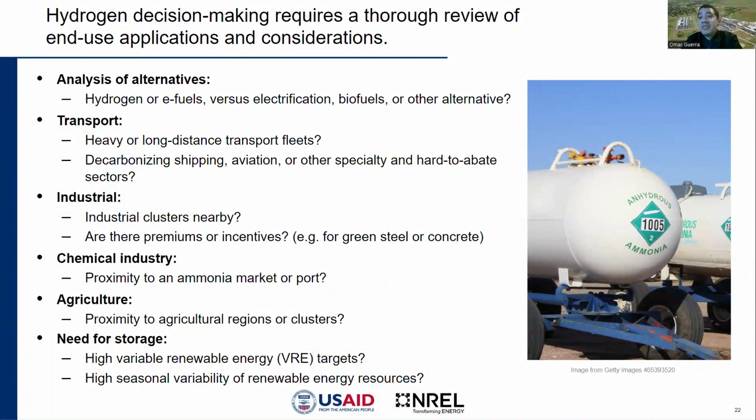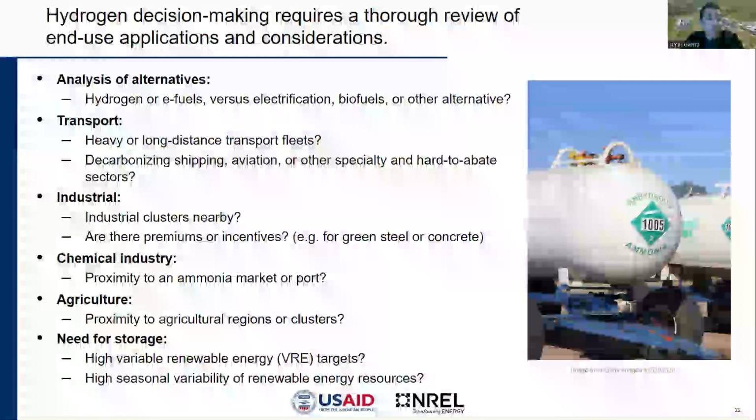Very important, do you have incentives? Which type of incentive do you have? How long are those incentives going to be in place? Because those are going to impact the economics of your hydrogen project. Then we move, let's say, to the chemical industry. Are you closer to an ammonia market or port, for example? For agricultural applications, ammonia is important for those end users, but we need to evaluate if you are closer to an agricultural region where you could sell that hydrogen for ammonia production, for example.